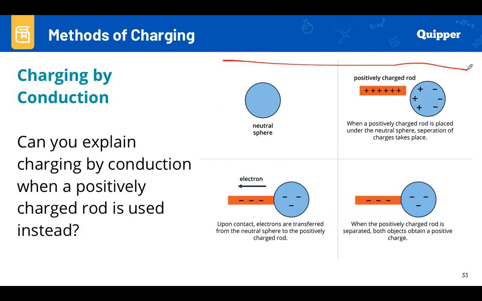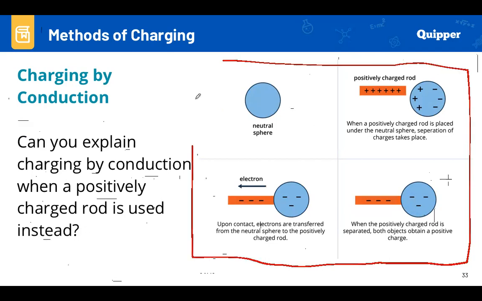Sige. I will take a picture of this one. I'll take a photo of this one and then I will put this one in your Keeper account and try to answer this question. Kasi kung negative yan, yung negative electron yan, is magdidikit sila. They will mix. Paano naman kapag positively charged rod is used?